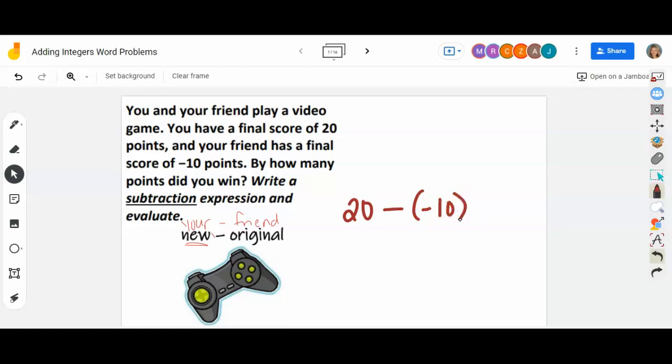Anytime we subtract, we do change opposite. So I'm going to keep my first, change subtraction to addition, take the opposite of -10. My new problem is 20 plus 10, which is 30. I beat my friend by 30 points.